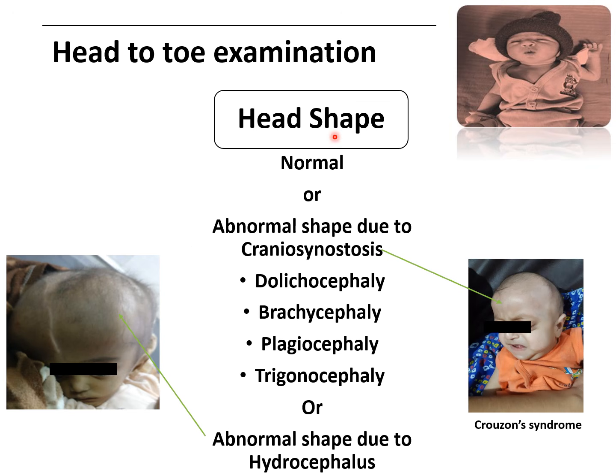Then see the head shape. Is it the normal shape or having any abnormal head shape? Example, because of craniosynostosis, because of premature fusion of the cranial suture, baby developed the abnormal shape of head. So either dolichocephaly or brachycephaly or plagiocephaly or trigonocephaly, we have to differentiate. And here in this image you can see baby is having the abnormal shape due to hydrocephalus.